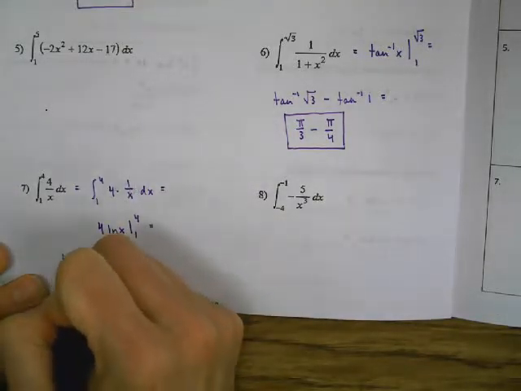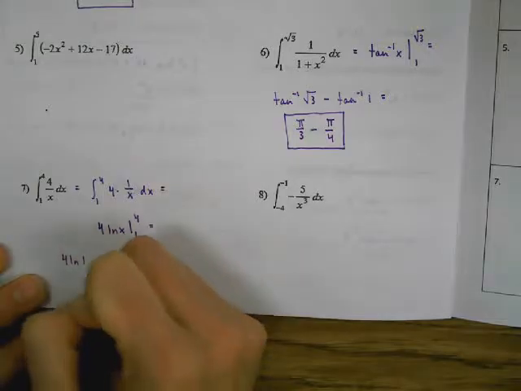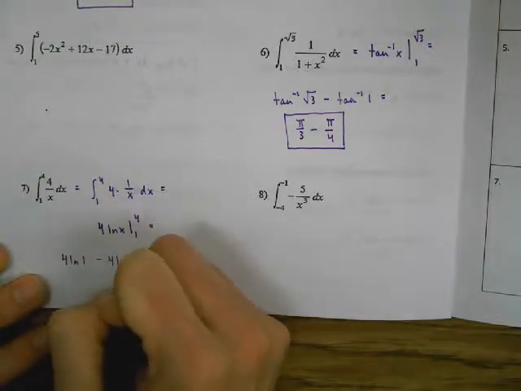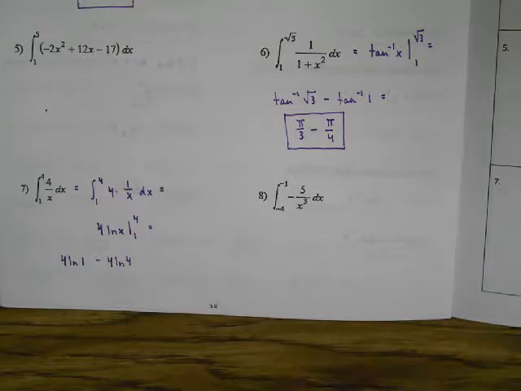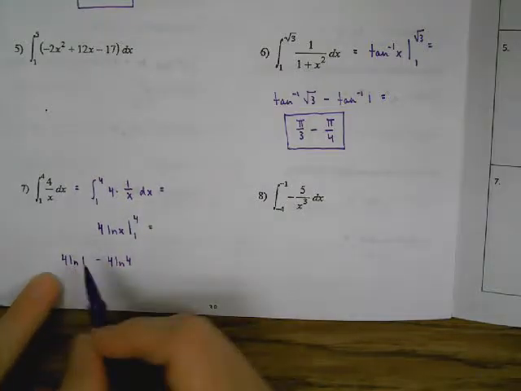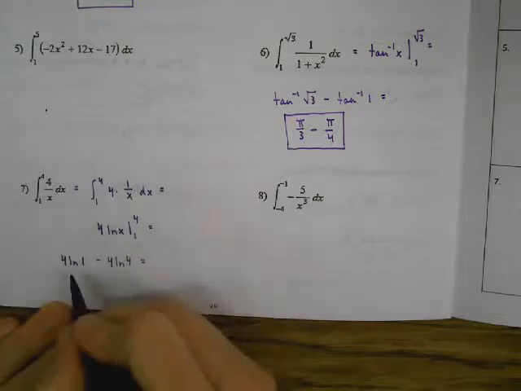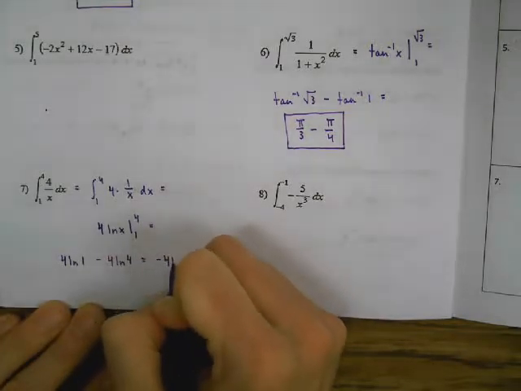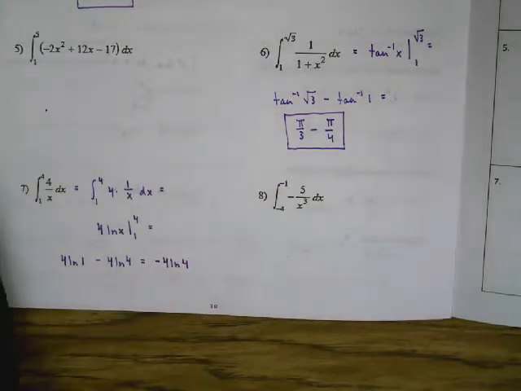So now to calculate, I have 4 times the natural log of 1 minus 4 times the natural log of 4. Well, the natural log of 1, hopefully we don't have to think about that. We should recognize that is just 0. So this term is going to cancel out, and I'm going to get negative 4 times the natural log of 4.